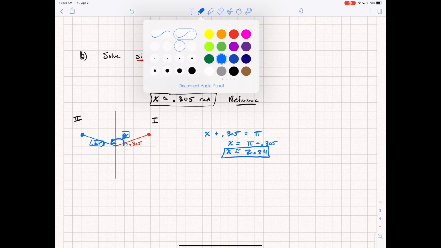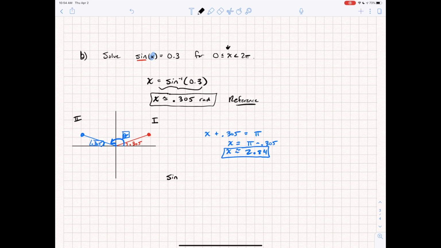Now we could check this by going to our calculator again, putting it in radians. I can do sine of 0.305, and I would get 0.300. If I do sine of 2.84, I get approximately 0.297, which is 0.30. So both solutions are in between 0 and 2 pi, which means both solutions are ones that I have to include.